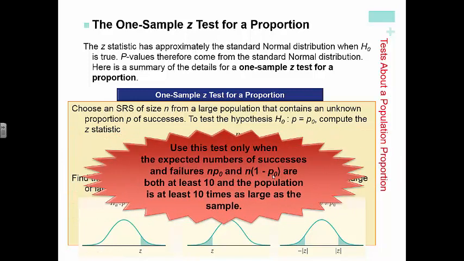All right, and remember, you can only do this if you test your conditions. You know, your 10% condition, your normal condition, and your random condition. They have to be satisfied in order to run this test.